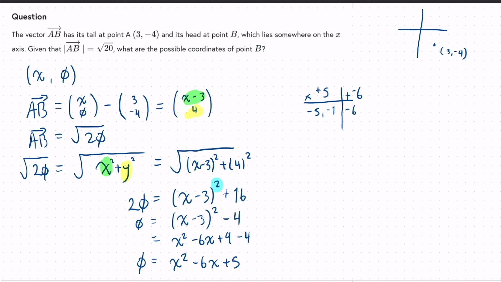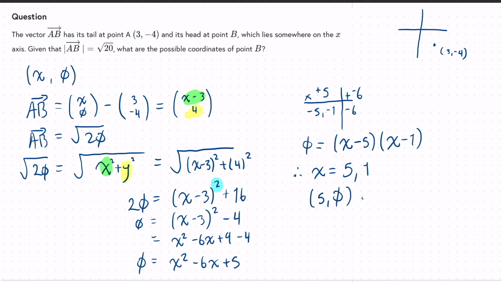So what does that mean? Well, that means that 0 is equal to (x minus 5)(x minus 1), which means, therefore, x is equal to either 5 or 1. So what are the possible coordinates? Possible coordinates are (5, 0) or (1, 0), giving the magnitude the square root of 20.